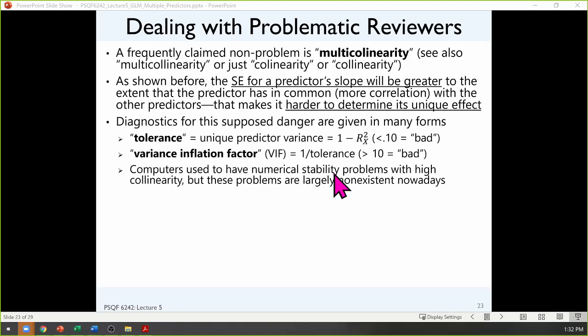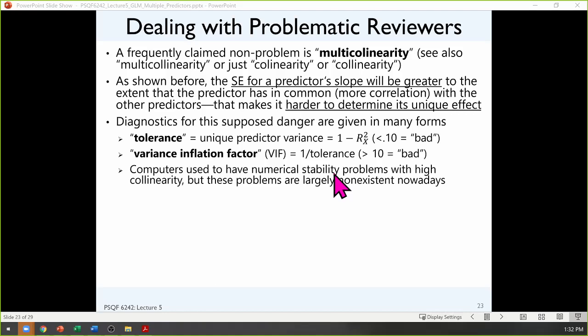But what you can say is that, yeah, if you have predictors that are highly related to each other, their standard errors will be higher because it's harder to pin down what is unique if they're completely overlapping. Doesn't mean you can't try, it just means that that's the reality of the predictors that you've included.